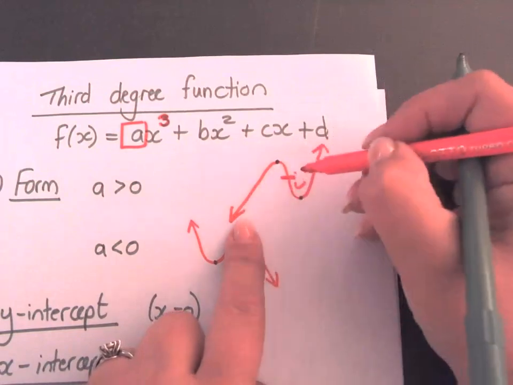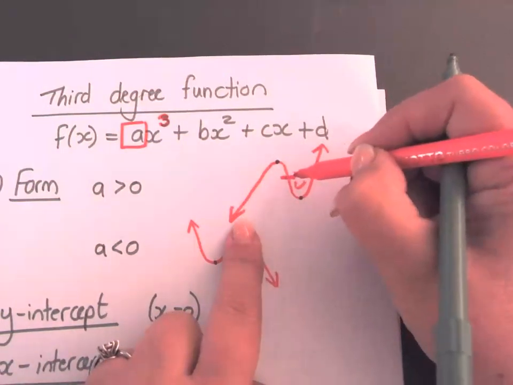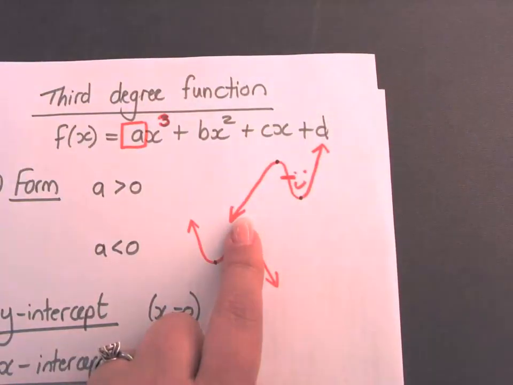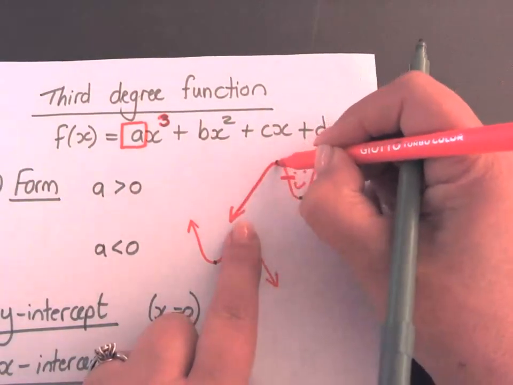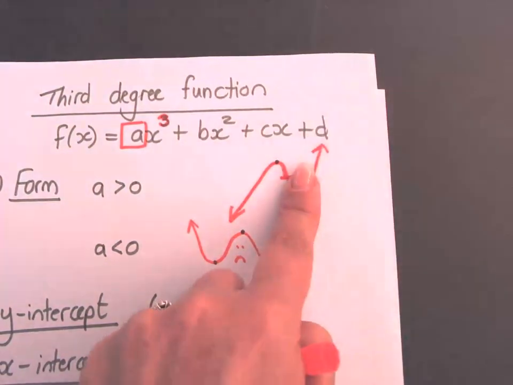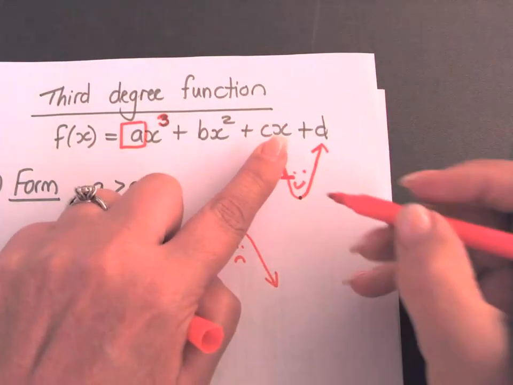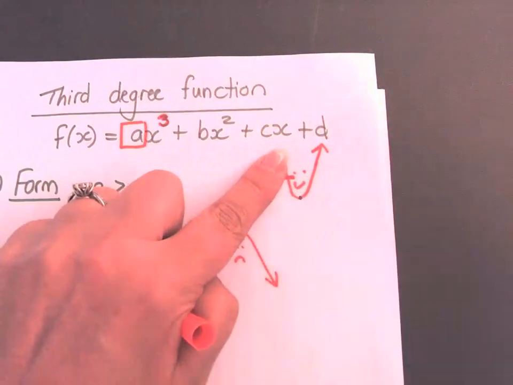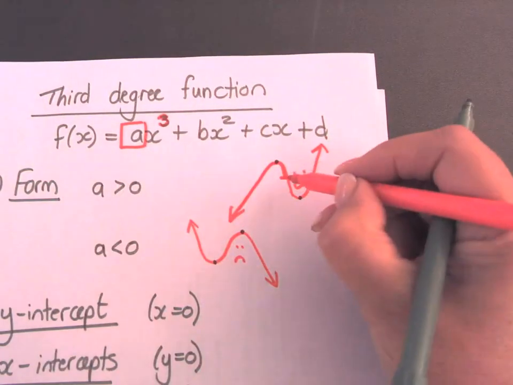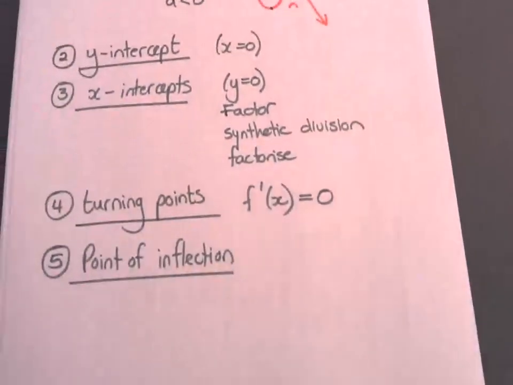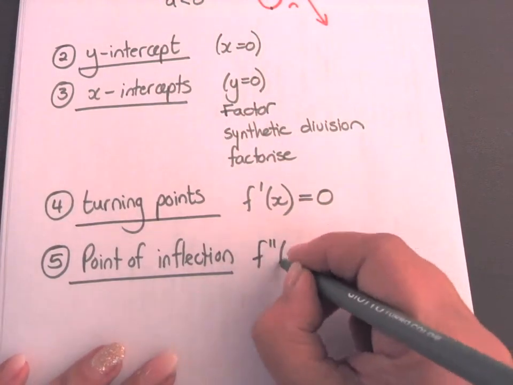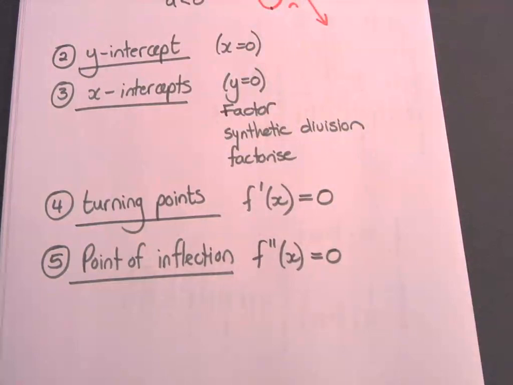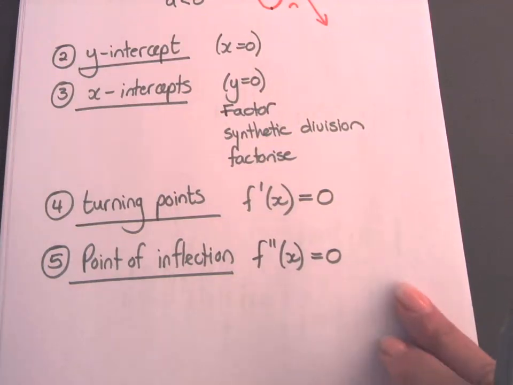So, the point of inflection is the point when the concavity turns. Up until here, it's concave down. It's a bucket downwards. From there, it's concave up. So it's a little bowl upwards. So the point of inflection shows you where your concavity turns. And the point of inflection is the second derivative set to 0. These are the 4 steps to draw the cubic function.